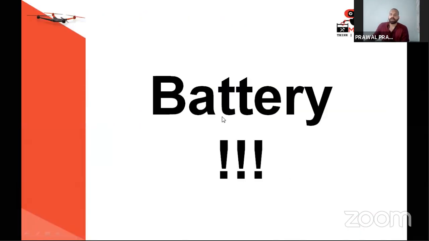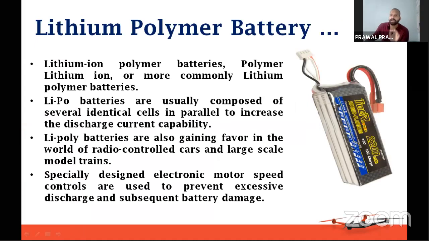Okay. Now talking about the batteries. The only type of battery which can be used to make a drone is a lithium polymer battery, very famously known as LiPo. Why LiPo battery only? They are very light in weight. And the second best advantage, they are rechargeable and they can be recharged very quickly. Because of these two advantages, we are using LiPo batteries: very light in weight and rechargeable.